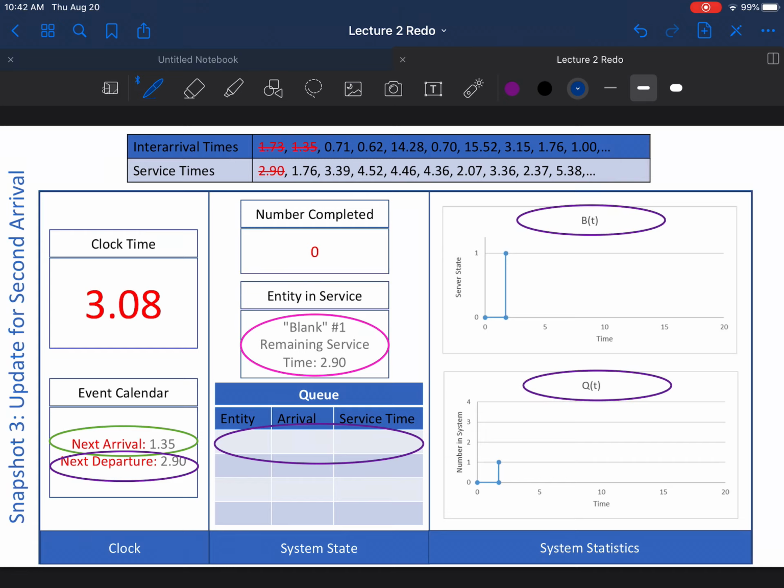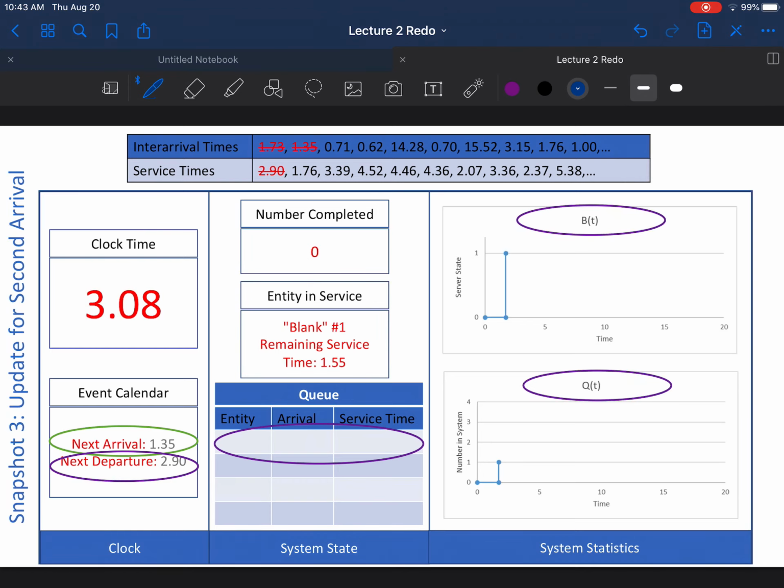Okay, now this remaining service time has to be updated, right? The remaining service time is no longer 2.90. It's reduced by the amount of time it's been in service, which is 1.35, right? So that 2.90, we have to subtract from it the 1.35. Let's just make sure I put a real subtraction line in there. And that turns it into 1.55.